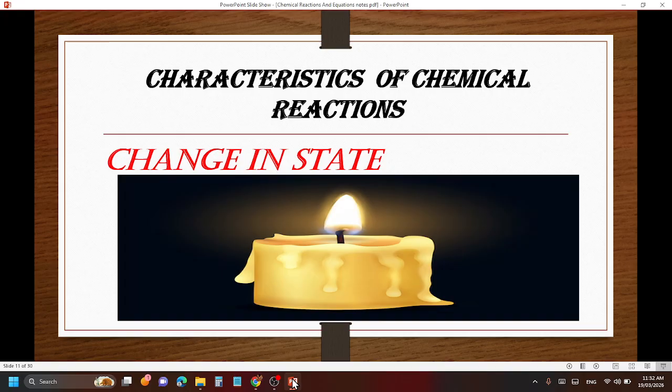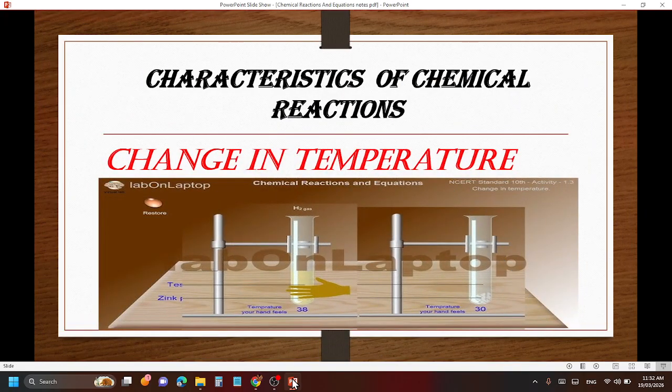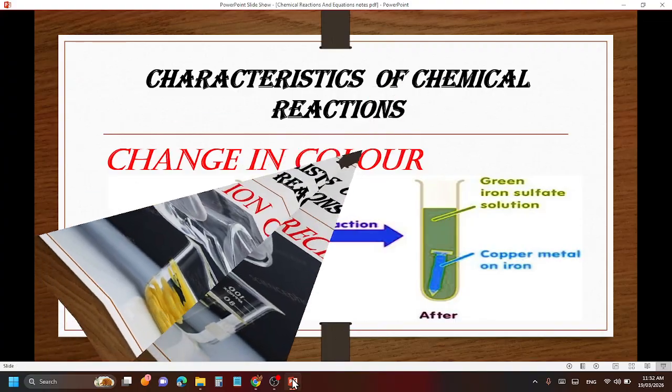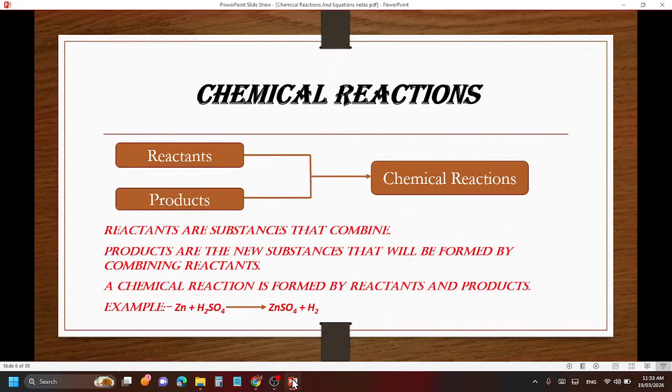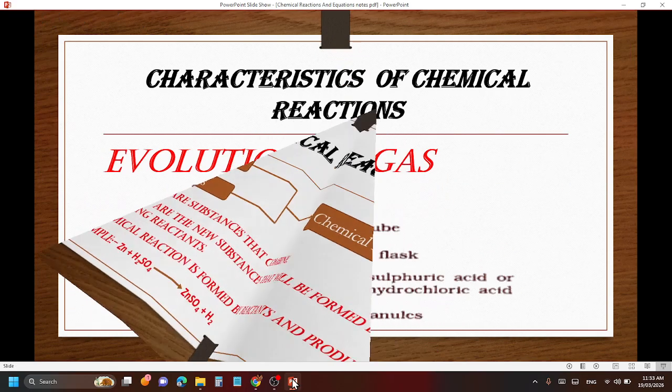Let me summarize it again. What is a chemical reaction? A chemical reaction is formed by reactants and products. Reactants are the substances which react to form a new substance. Products are the substances formed after the reactants react together. An example is Zn plus H2SO4 gives ZnSO4 plus H2.